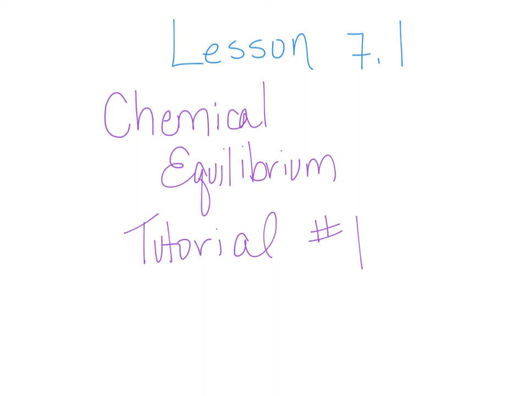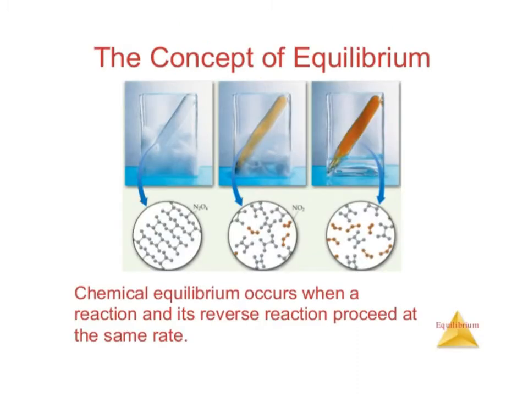Okay, we're now going to begin Unit 7, and this is the first tutorial in Lesson 7.1. We are talking about chemical equilibrium. Chemical equilibrium is defined as the state when a reaction and its reverse reaction proceed at the same rate.